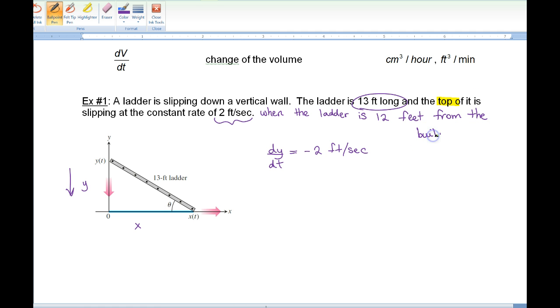Sorry, I must have copied and pasted this, but it didn't copy everything. So, the ladder is 13 feet. Well, 12 feet is pretty far out, but that's okay. Let me change this to 8. The ladder is 13 feet long, and the top of the ladder is slipping at the constant rate of 2 feet per second when the ladder is 8 feet from the building. So basically when x equals 8.